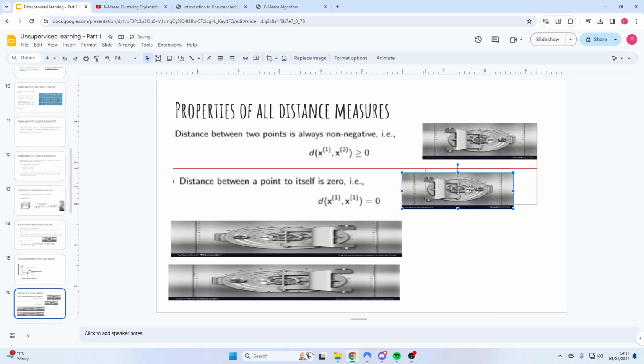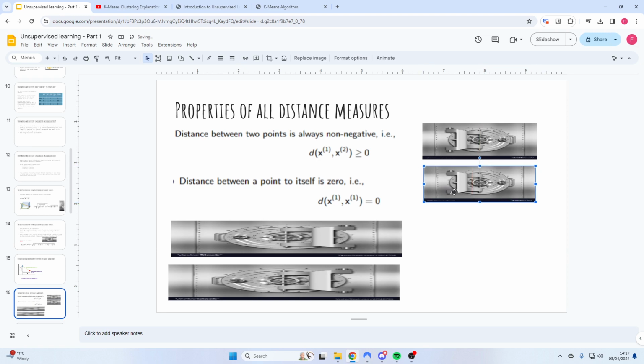We also have that the distance from a point to itself is always 0. Which makes sense. If you're at a point and you want to get to that point, you don't have to go anywhere. It should be 0. And that works for Euclidean distance, Chebyshev, and Manhattan.